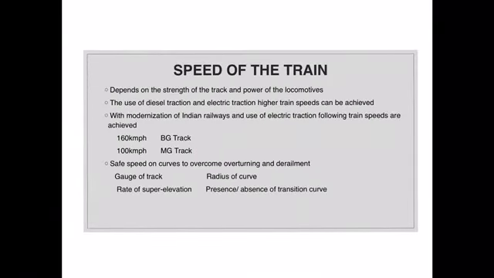The next geometric component we need to consider is the speed of the train. The speed of the train achieved depends upon the strength of the track as well as the power of the locomotives adopted in pulling the train. Also, if you use diesel traction and electric traction, higher speeds of the trains can be achieved. With the modernization of the Indian Railways, the construction practice and the use of electric traction, we can achieve speeds up to 150 kilometers per hour in the BG track, and in the meter gauge track the speed can be achieved up to 100 kmph. So these speeds are on the straight track.